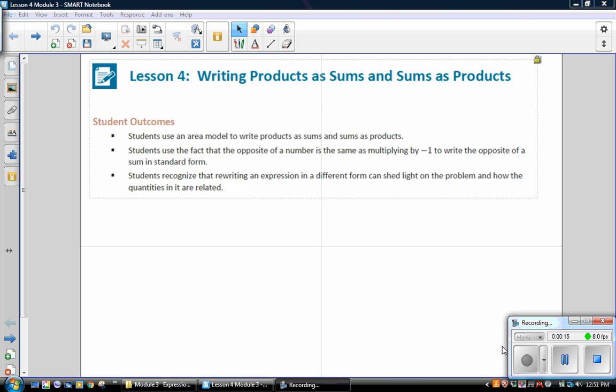Students use the fact that the opposite of a number is the same as multiplying by -1 to write the opposite of a sum in standard form. Students recognize that rewriting an expression in a different form can shed light on the problem and how the quantities in it are related.